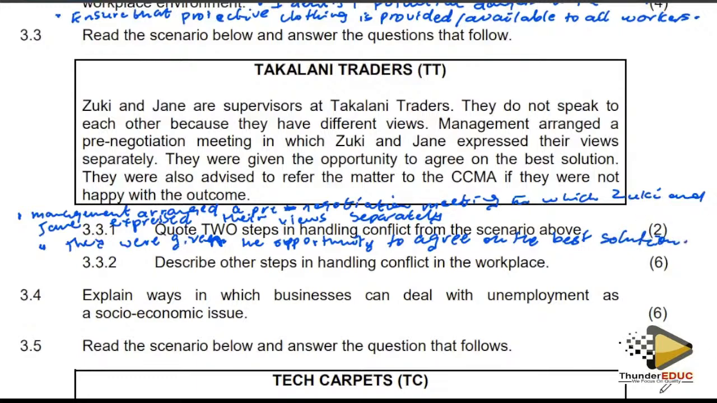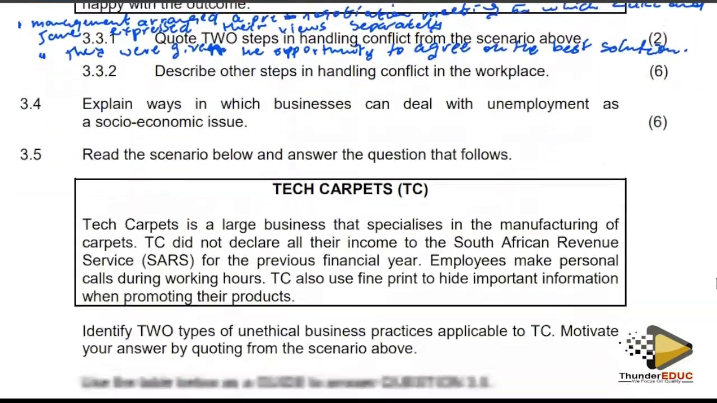Okay, moving on to the next question. Next question, we have 3.3.2, which says describe other steps in handling conflict in the workplace. Remember, when the question carries marks, the expectation is to come up with 3 points. So in this regard, they should identify the cause of the conflict. Also, they must monitor progress, ensure that the conflict has been resolved, and also seek help on handling conflict from outside the business.